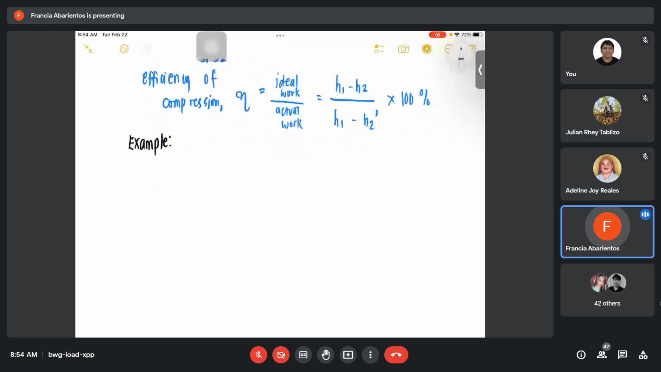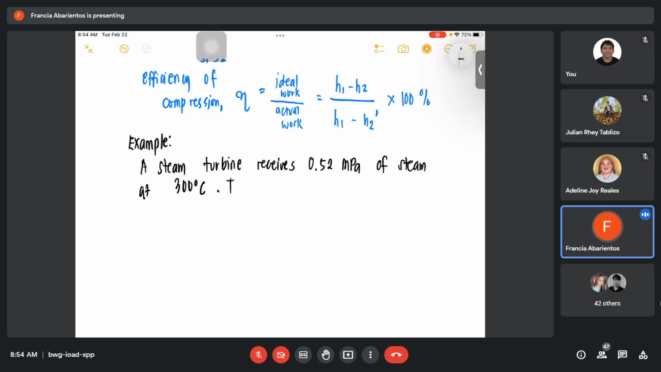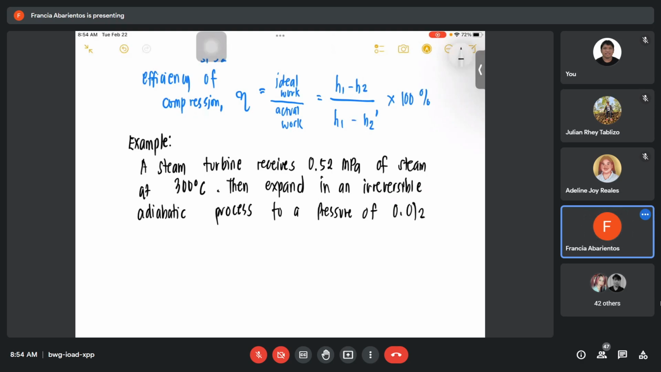Steam turbines. Yan, turbine na to, class. Receives 0.52 megapascal of steam at 300 degrees Celsius. Then expand in an irreversible adiabatic process. Yan. So, stated sa problem na irreversible siya to a pressure of 0.012 MPa.